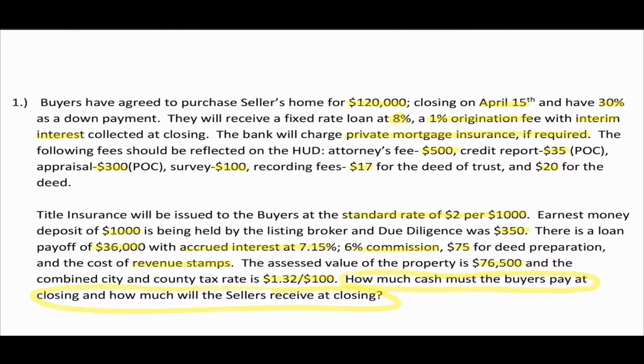So you see, as we went along, I highlighted everything that is going to be important and going on our sheet. So now we're just going to go item by item and put it on our worksheet. So we start with our purchase price. Our purchase price is $120,000. When you do this, ask yourself, where did the money come from and who did the money go to?